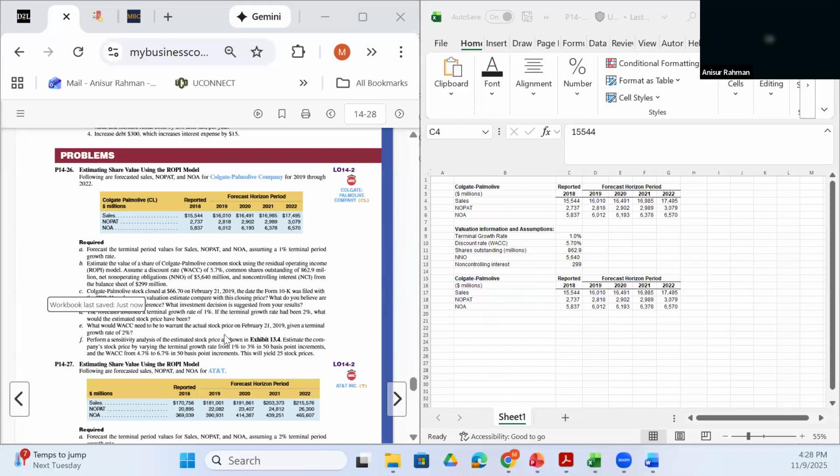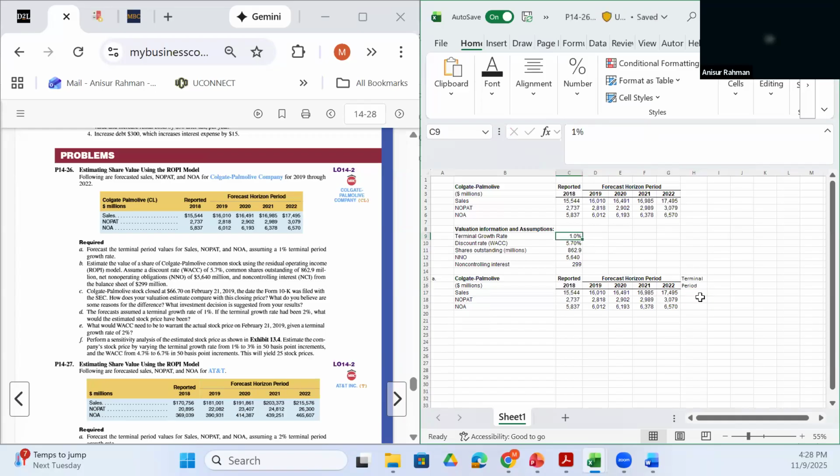So this will be a long problem, and we need to use Excel. I have already included the information from the problem in this Excel file. You can also copy paste or manually enter this information in an Excel file. So for part A, this is our terminal period. All these will increase at 1%.